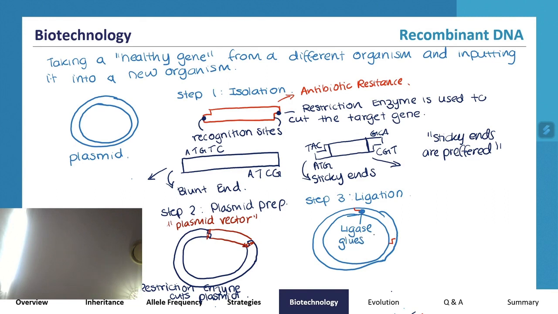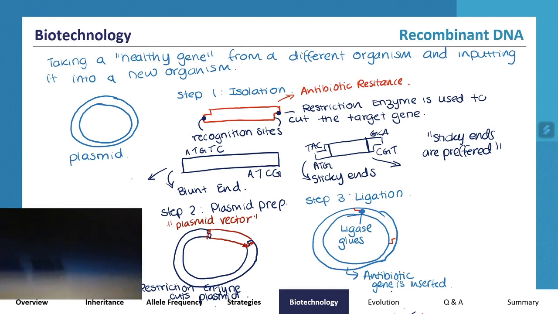And then finally, once this happens, there are some of the plasmids that combine with the target gene very, very successfully. Some of them, though, don't. They just reject the target gene and end up dying off. In real life, to check that they have been successful, an antibiotic gene will also be inserted into the plasmid vector. I'll talk a little bit about why that is significant in this next one.